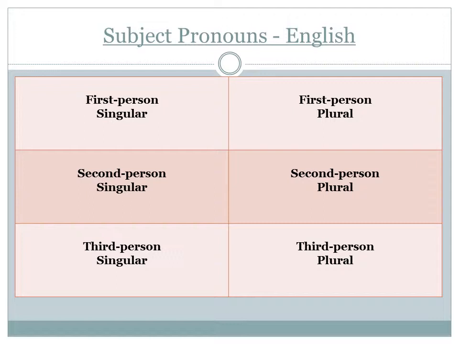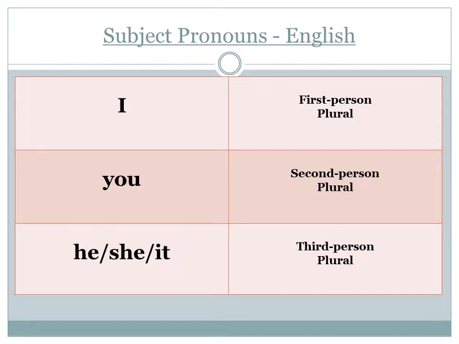In English, the first person singular subject pronoun is I. I is used when the speaker is performing the action of the verb. The second person singular subject pronoun is the singular you. The singular you is used when the person that the speaker is speaking to is performing the action of the verb. The third person singular subject pronouns are he, she, and it. He, she, or it is used when a third party is performing the action of the verb.